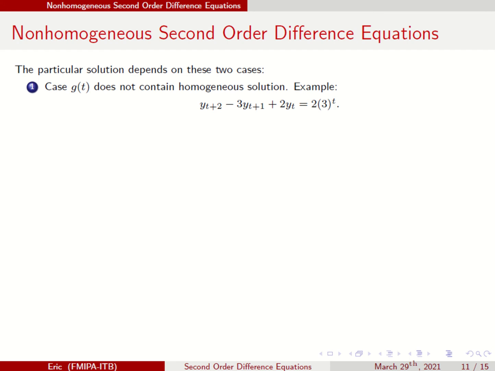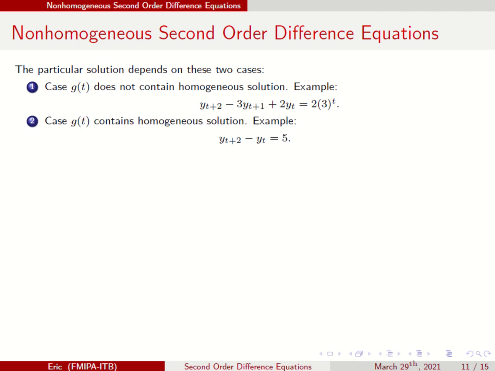Case 1, that is when GT doesn't contain a homogeneous solution. Example is this. The solution of this homogeneous difference equation has the essential functions 2 to the power of t and 1 to the power of t. And the GT is not a multiple of 2 to the power of t or 1 to the power of t. So this is the first case, when GT doesn't contain a multiple of the homogeneous solution.